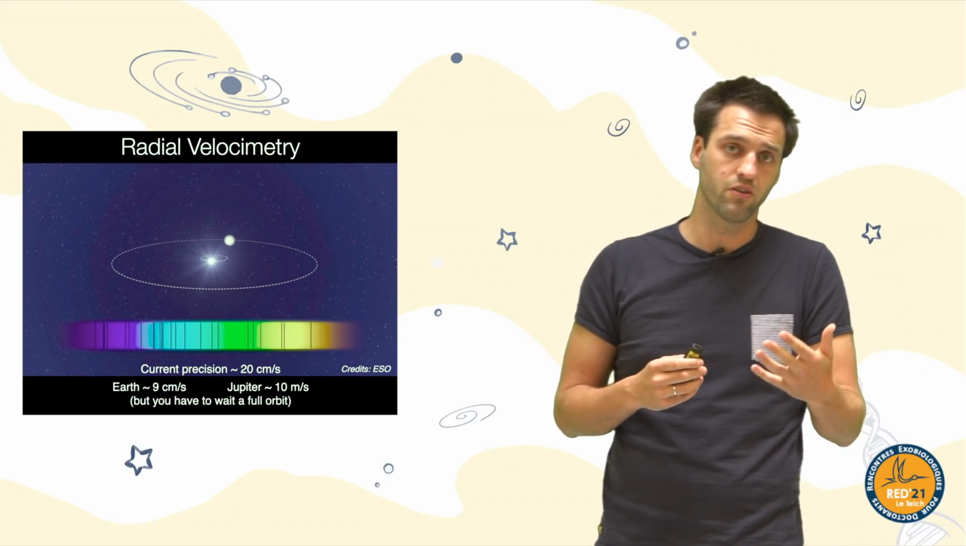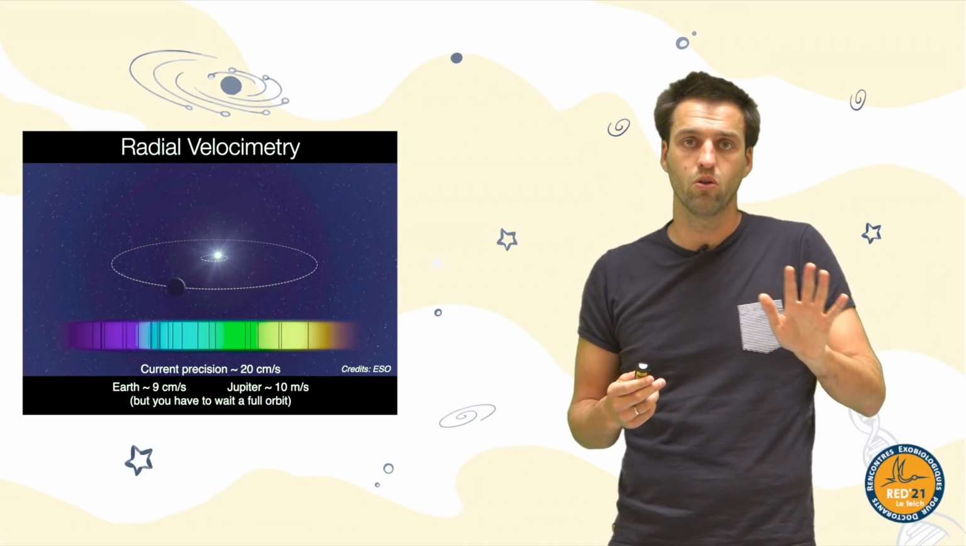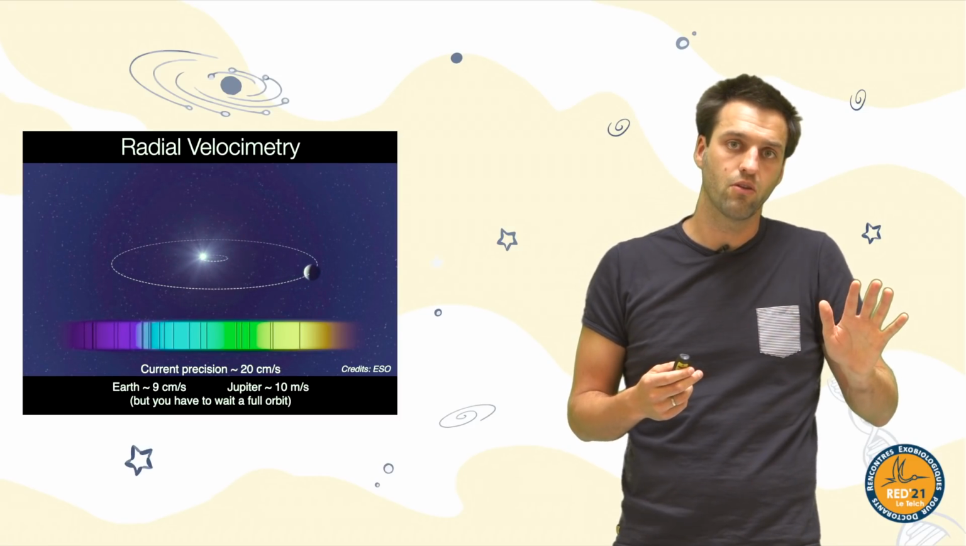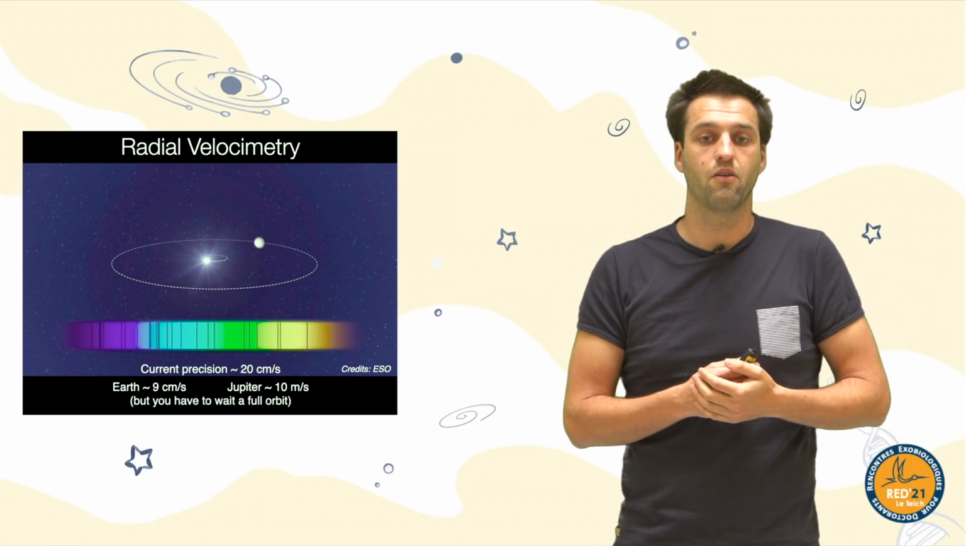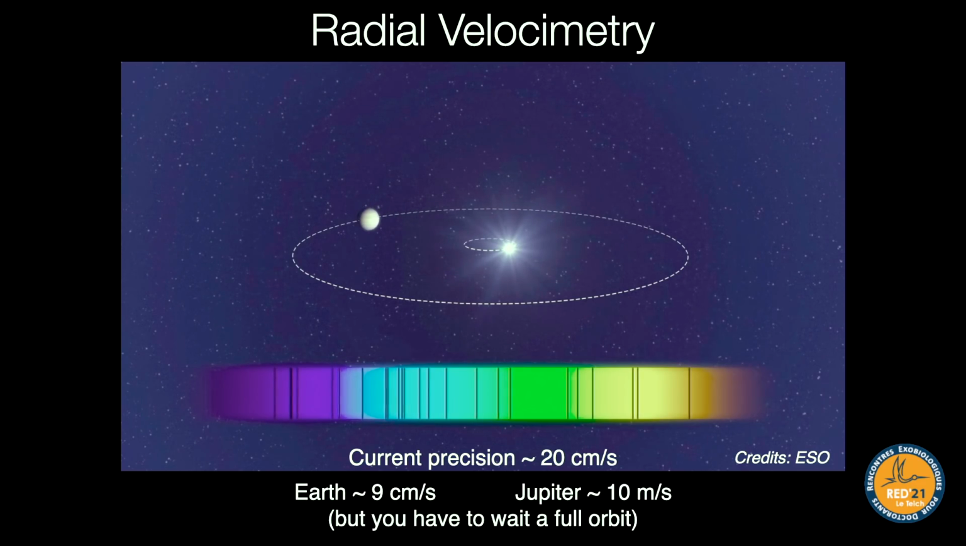The difficulty, of course, is that with this method you have to wait a full orbit to see the whole sinusoidal variation of the wavelength of the spectroscopic lines that occurs during a full orbit. What this means is that if there were only Earths and Jupiters like our own around other stars, it would have been very difficult to discover them. But of course, that didn't stop people from trying to actually measure and detect these planets.